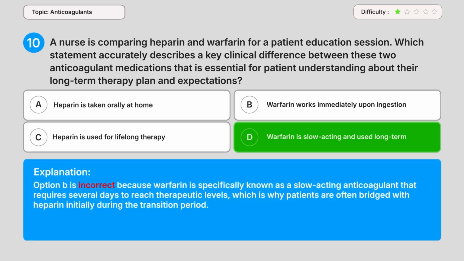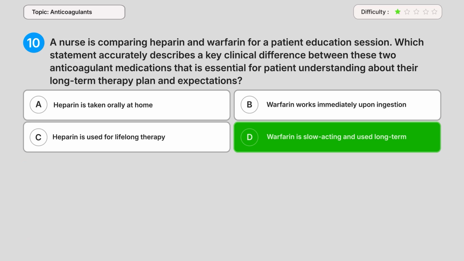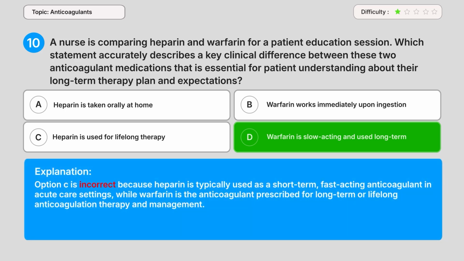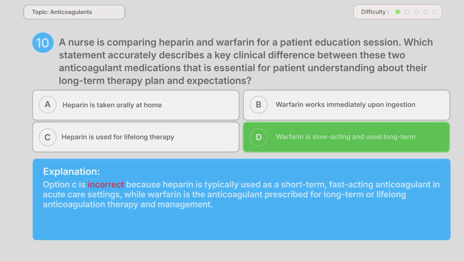Option B is incorrect because warfarin is specifically known as a slow-acting anticoagulant that requires several days to reach therapeutic levels, which is why patients are often bridged with heparin initially during the transition period. Option C is incorrect because heparin is typically used as a short-term fast-acting anticoagulant in acute care settings, while warfarin is the anticoagulant prescribed for long-term or lifelong anticoagulation therapy and management.